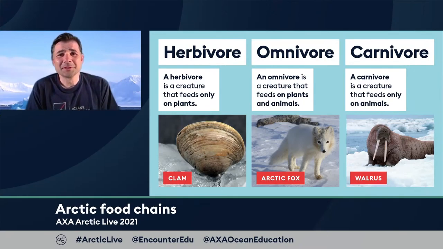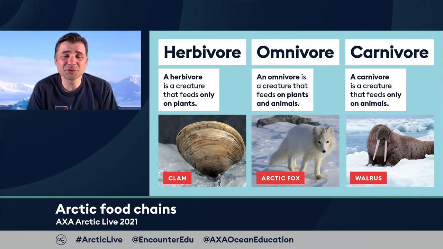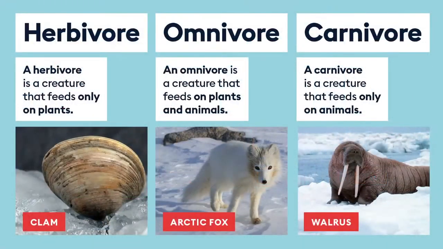The first one, carnivore, just means meat eater. So in the Arctic, we might have meat eaters such as the polar bear, such as the beluga whale. In the Antarctic, you would have the leopard seal. In India, you might have the tiger. In North America, you could have the mountain lion or a wolf. So there are plenty of examples of carnivores out there, and it just means meat eater.